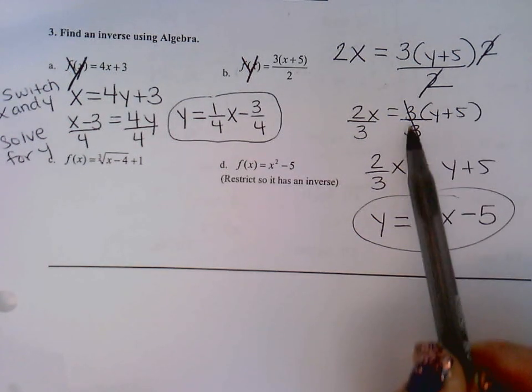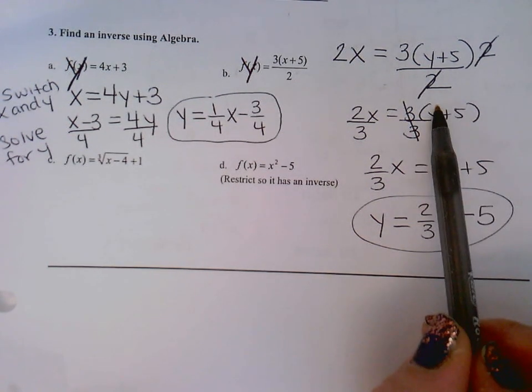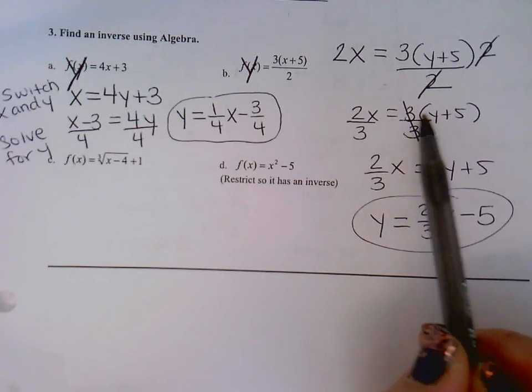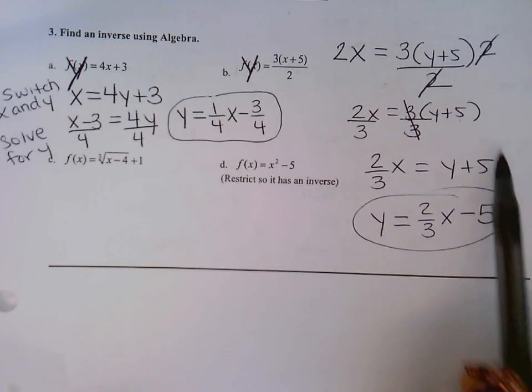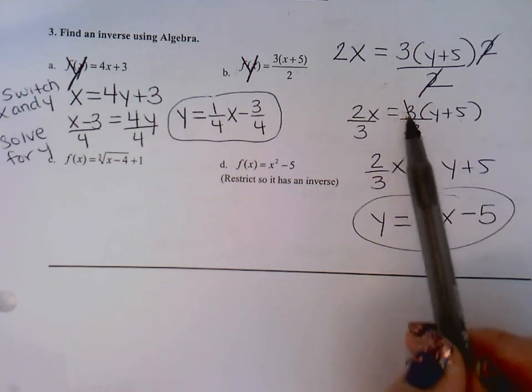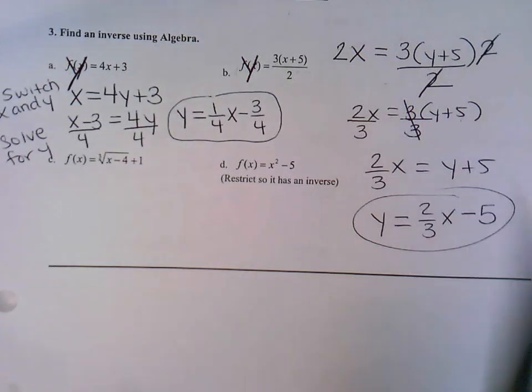Because it's a coefficient in front of a factor. So if it had been 3y plus 15 and you distributed it, then see how you're going to divide by 3 and get 5? But the 3 is outside of the parentheses. So because it's outside the parentheses, you only divide it once.